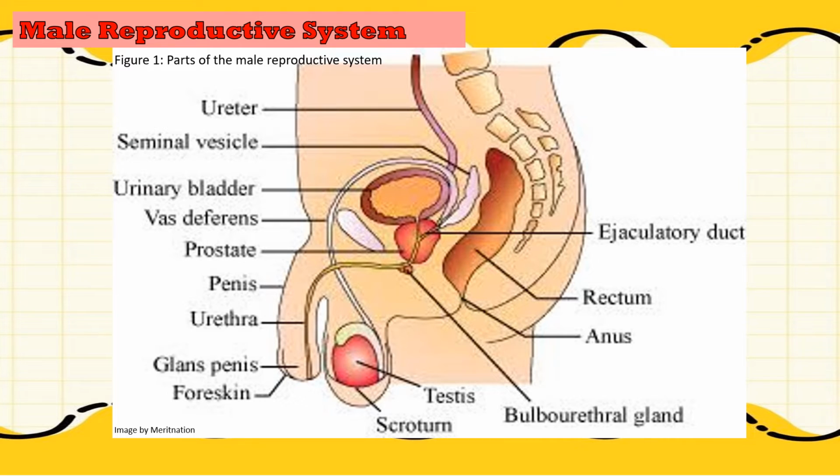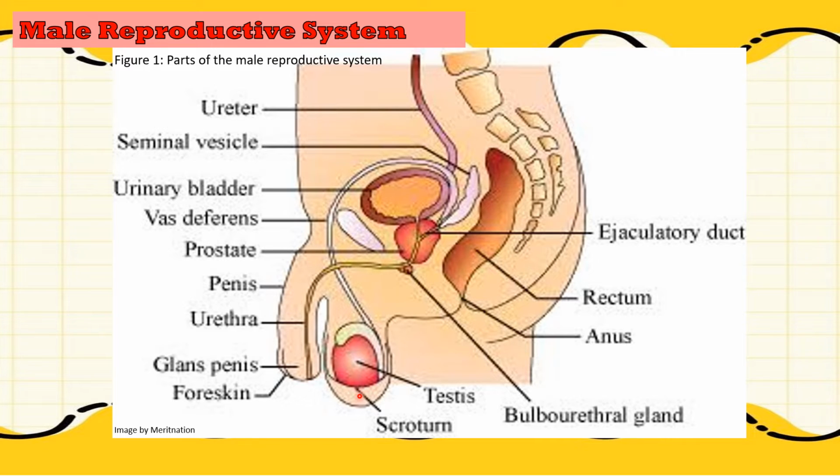In this slide, we could see the male reproductive system with its parts labeled. It is found in the pelvic region, composed of external parts like the penis and the testes, and we have its internal parts. So the testes is here. It is enclosed by a sac called the scrotum.